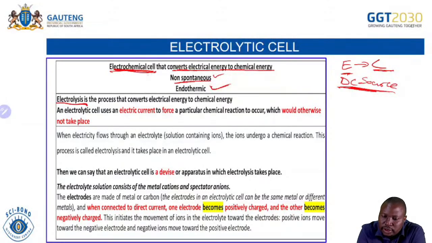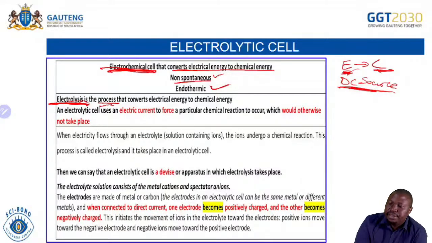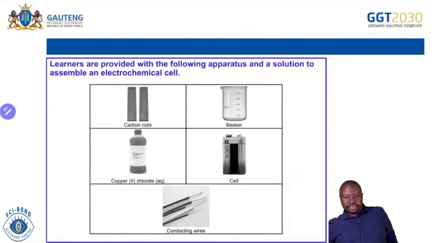If we say electrolysis, we're talking about the process. If we say electrolytic cell, we are referring to the cell. It's a cell that converts electrical energy to chemical energy. But electrolysis is the process that converts electrical energy. So when you say electrolysis, you say it's a process, but it still converts electrical energy to chemical energy. The most important thing, don't forget the energy conversions in terms of that.